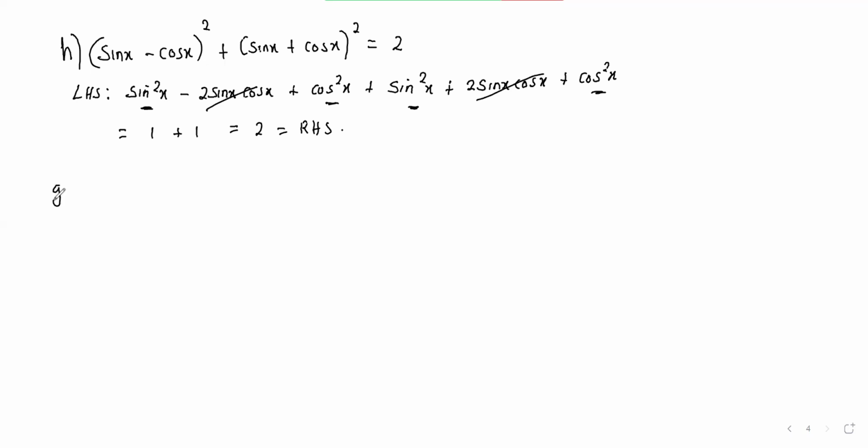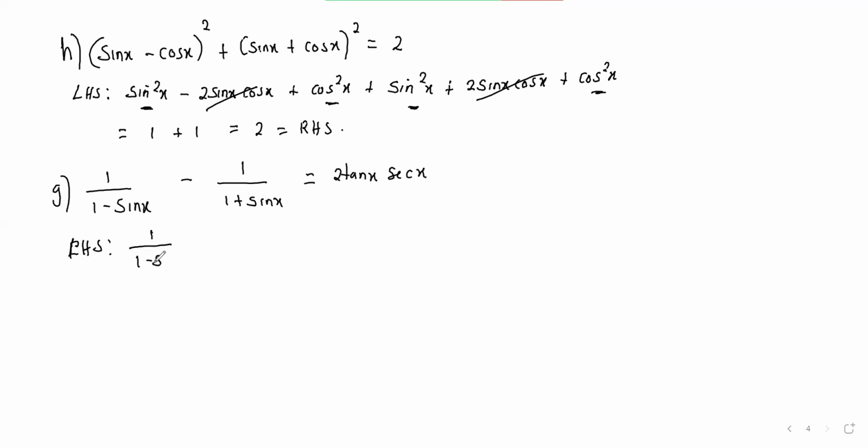Let's do G. 1 over 1 minus sin x minus 1 over 1 plus sin x should give us 2 tan x sec x. We start from the left hand side. So 1 over 1 minus sin x, we multiply by, not necessarily multiply.